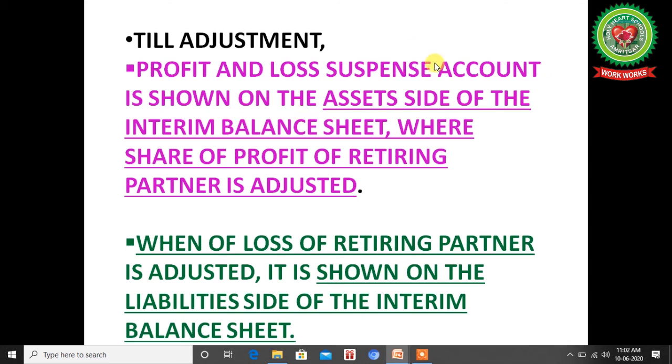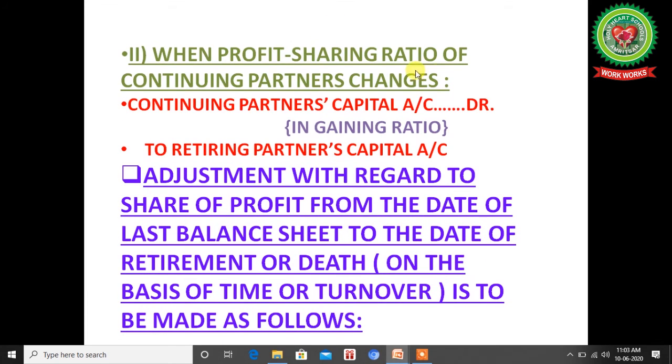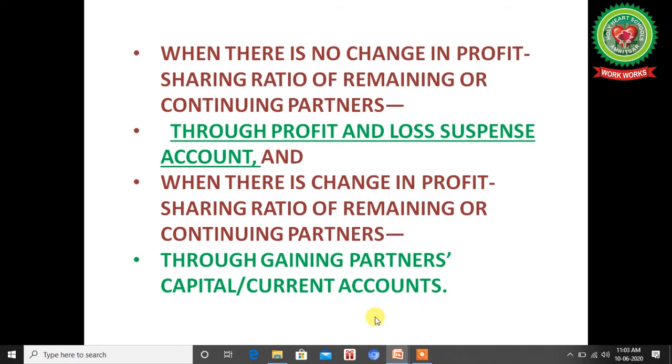So simply students, if it is a profit and loss suspense account, then it is on the asset side of the balance sheet. When it is a loss of the retiring partner, then it is shown on the liability side of the interim balance sheet. When the profit sharing ratio of the continuing partners changes, then the continuing partners' capital accounts are adjusted in the gaining ratio to the retiring partner. Adjustment with regard to share of profit from the date of the last balance sheet to the date of retirement or death, on the basis of time or turnover, is to be made as follows.